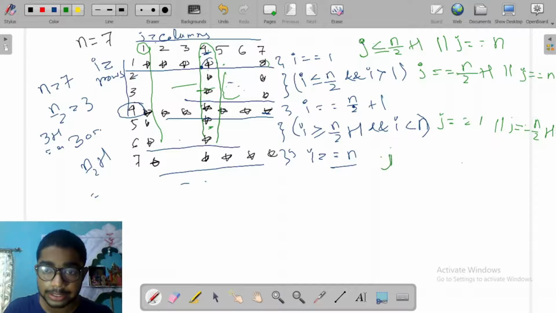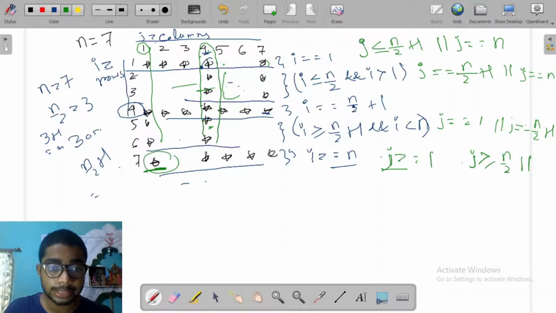In the last phase, when j is equal to 1, also j is greater than or equal to n by 2 plus 1. See, when j is equal to 1, we are printing stars, and when j is greater than or equal to n by 2 plus 1, that means 4, so greater than or equal to 4 means 4, 5, 6, 7. That's why we wrote it here like this.